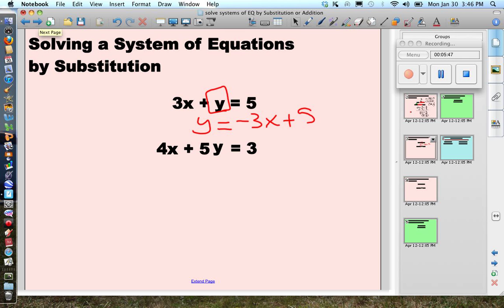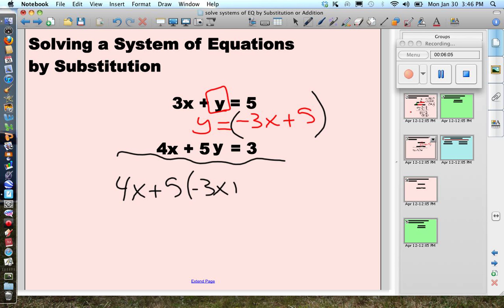I can't add the 3x and the 5 together because they're not like terms. So basically this 3x gets moved to the other side and it becomes a negative 3x. Now y is by itself. I'm just going to rewrite everything here. So I'm going to have 4x plus 5 times all that stuff. And that's supposed to equal 3.